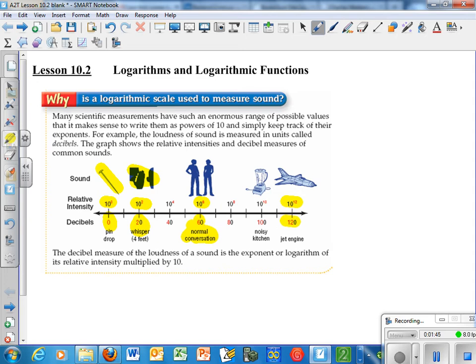The decibel measure of the loudness of a sound is the exponent or logarithm of its relative intensity multiplied by 10. So exponent and logarithm are synonyms. They mean the same thing. And that's what we want to keep in mind as we go through the lesson here.